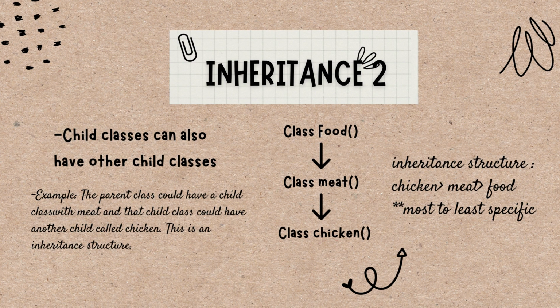This is the next part of inheritance. Child classes can also have other child classes. How this works is if there's a parent class food, that could have a child class with meat, and that child class could have another child class called chicken. That would be the inheritance structure, and the bottom class, in this example chicken, would have the functions from meat, and it would also have the functions from food. This makes our coding a lot more efficient in general. And this is how the inheritance structure would look for this example. It goes from the most to least specific.